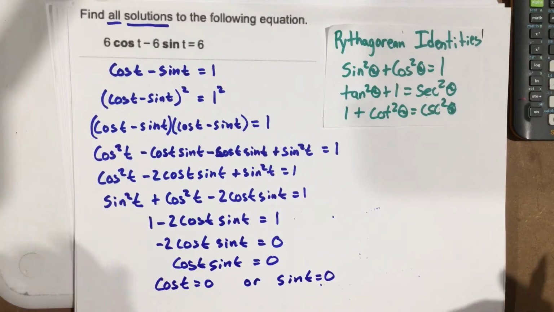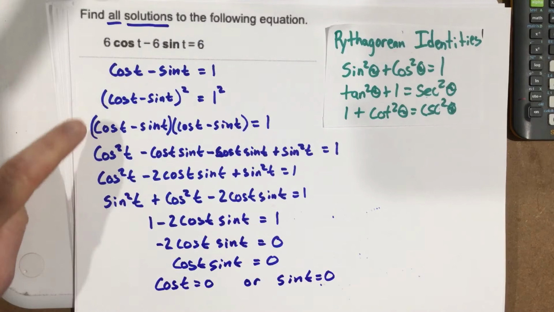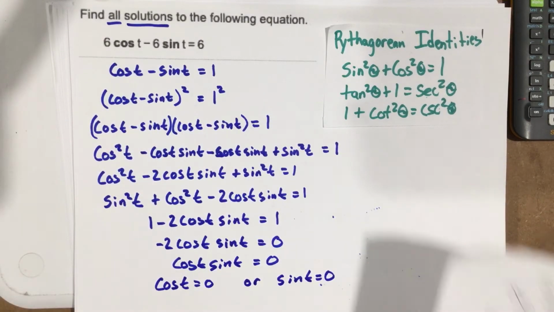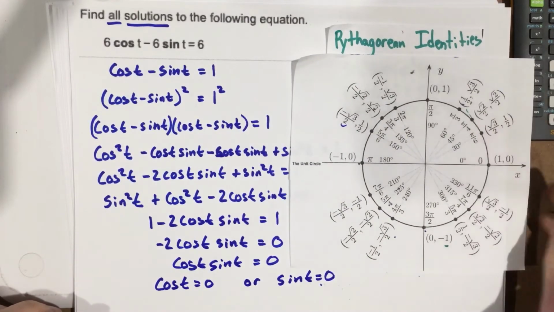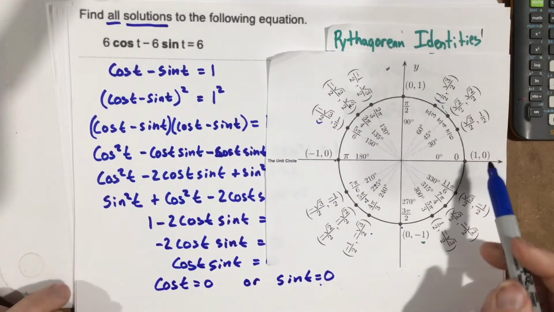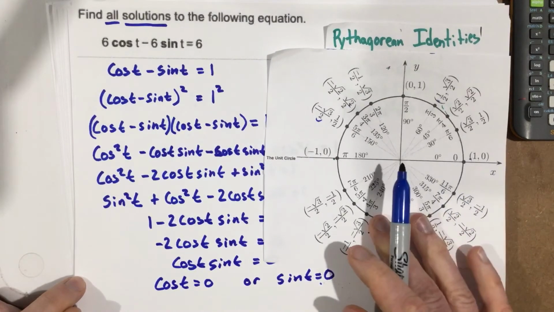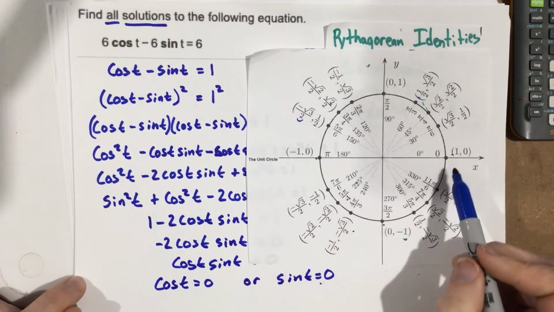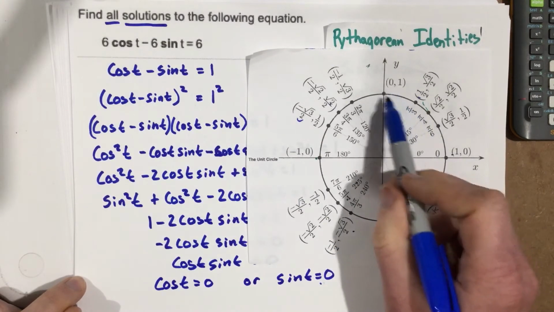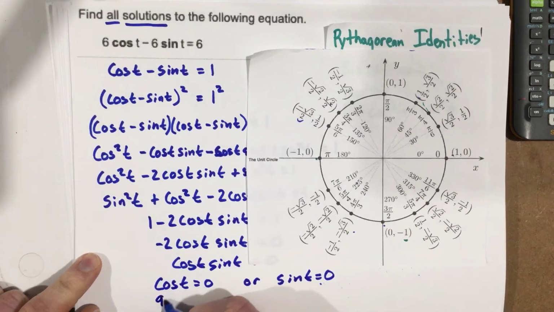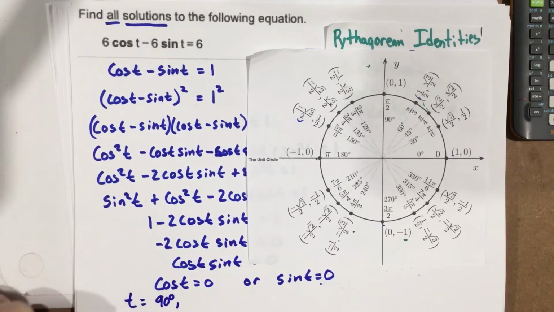So at this point, this has really simplified the problem a lot. And all I had to do was square each side of the equation to get to this spot. Now let's see, when is cosine 0? Remember, we're looking at the first term, the x values. I know cosine is 0 at pi over 2, or 90 degrees, however you want to write it. Let's just write 90 degrees for now. So this is t equals 90 degrees.